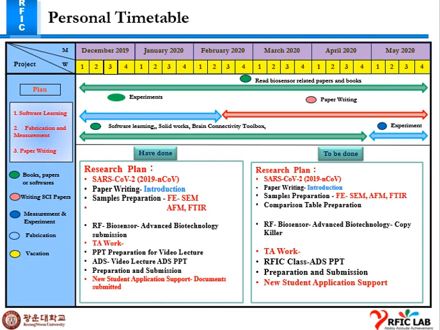So, last week I prepared the sample for the SAM, AFM, and FTIR, and continued my paper writing as per the schedule. For the RF biosensor paper, I submitted it to Advanced Biotechnology, but they returned our paper due to self-plagiarism. So I will check the copy killer for this paper, sir.